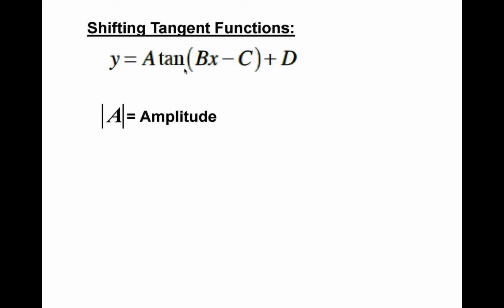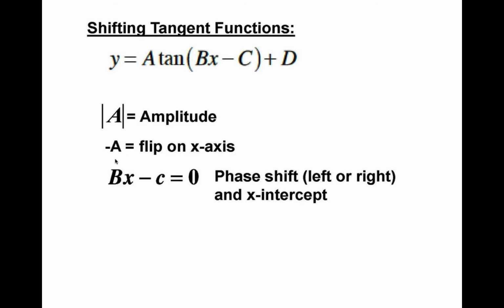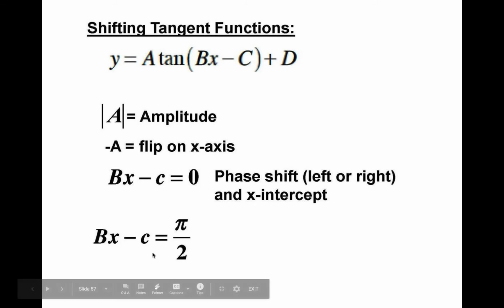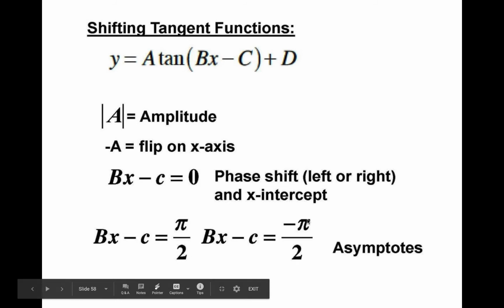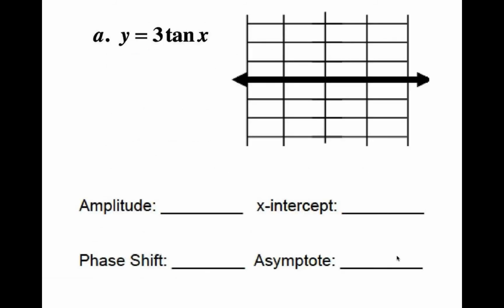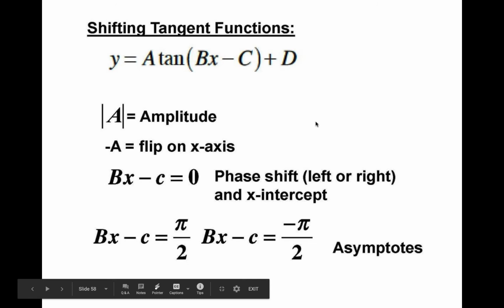Shifting, a little bit different this time. Well, we start with the absolute value of A to find the amplitude. If it's negative, it flips on the x-axis. Set this to 0 for your phase shift. But this also will give you your x-intercept. And then you set the inside equal to positive pi over 2 and negative pi over 2. And that will give you your two asymptotes. And then finally, the D is your vertical shift, but there is no vertical shift on the graphs that I have you do.